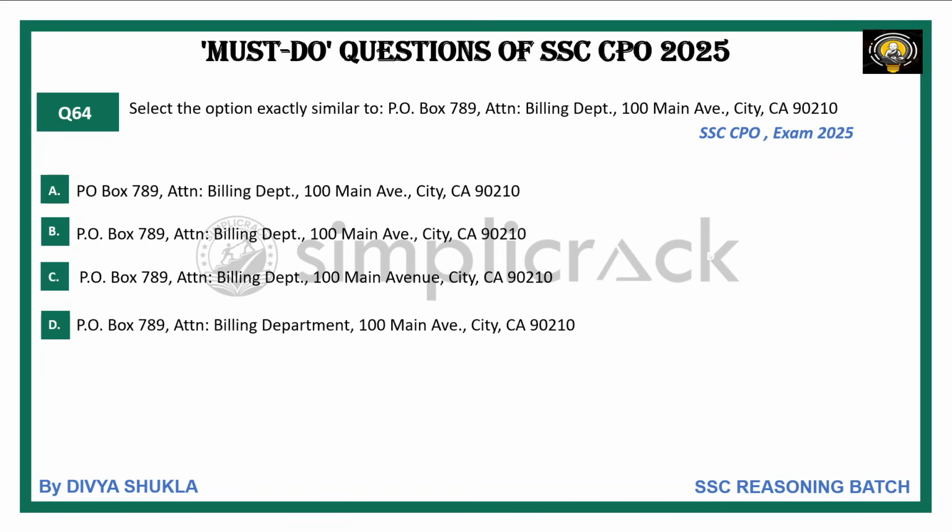Select the option that is exactly similar to this address. Now let's match with the pin code. So 90210, 90210, 90210, 90210, 90210. Okay, till here everything is same. Now we are having billing department, BILLING. So here it is okay, here it is okay, here it is okay, here it is okay.